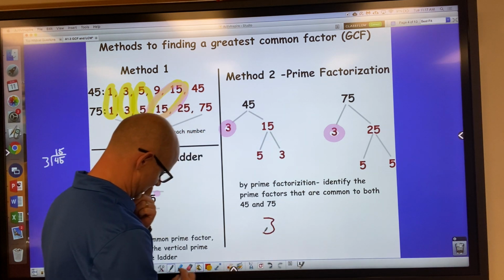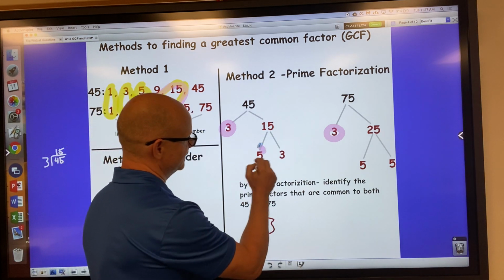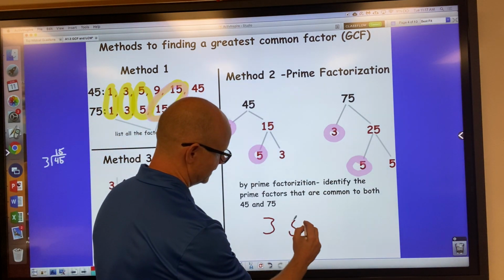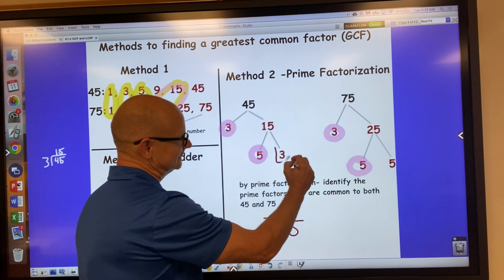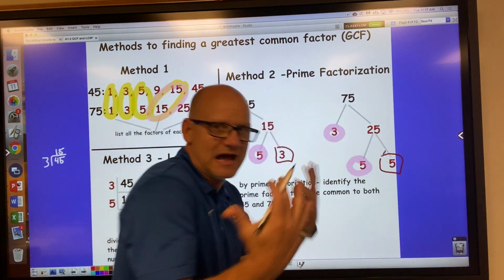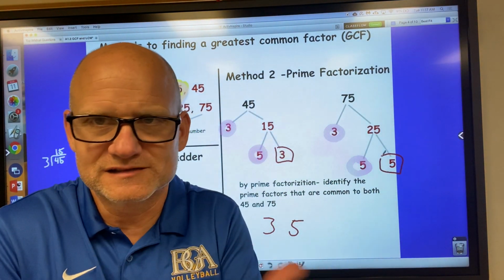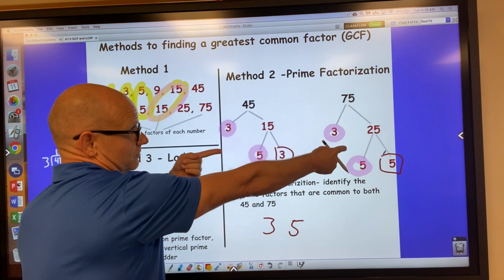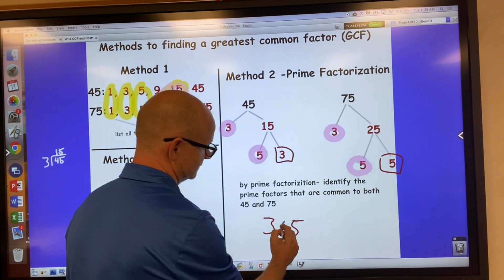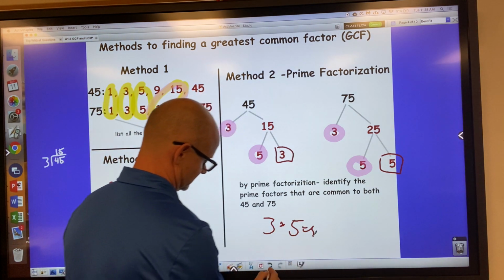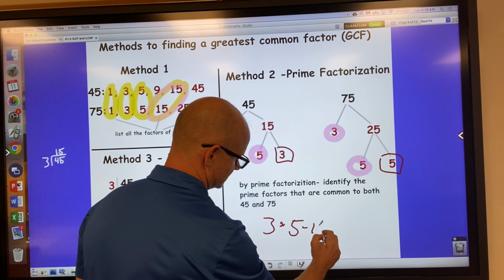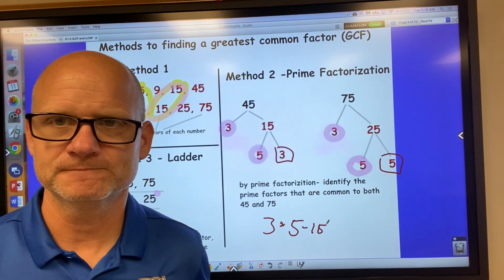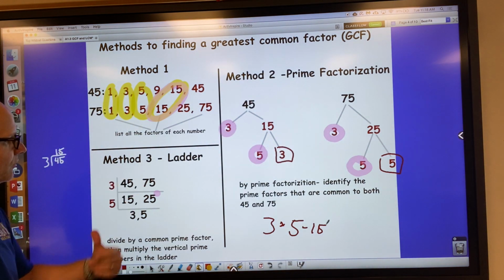And then I have a common factor of 5 with this one, so let's write that down. And that's it, because this and this, they're not common. They're not the same value, okay? So now you just multiply these two common factors from the Christmas tree, and your product is 15. It's hard to write with this. Gosh, 15, that's a funny looking 15. Okay, all right. Then the ladder method, all right?